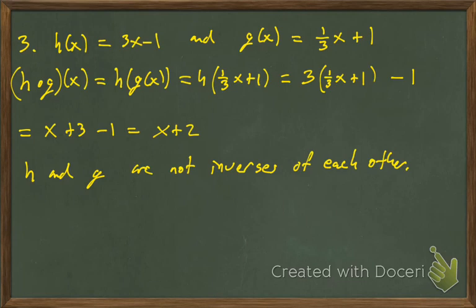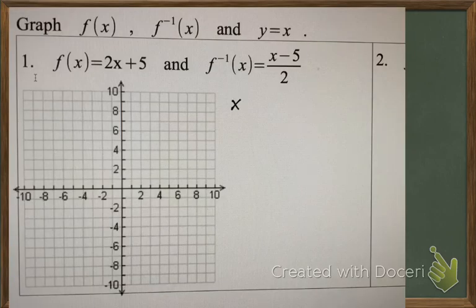All right. So the last thing we're going to take a look at is a little bit of sketching. So we're going to look at sketching a graph and its inverse, and then we'll make the note that a function and its inverse are symmetric about the identity y equals x. So here we're going to graph f of x, f inverse, and then also y equals x. So we're looking at f of x is equal to 2x plus 5, and f inverse of x is equal to x minus 5 over 2.